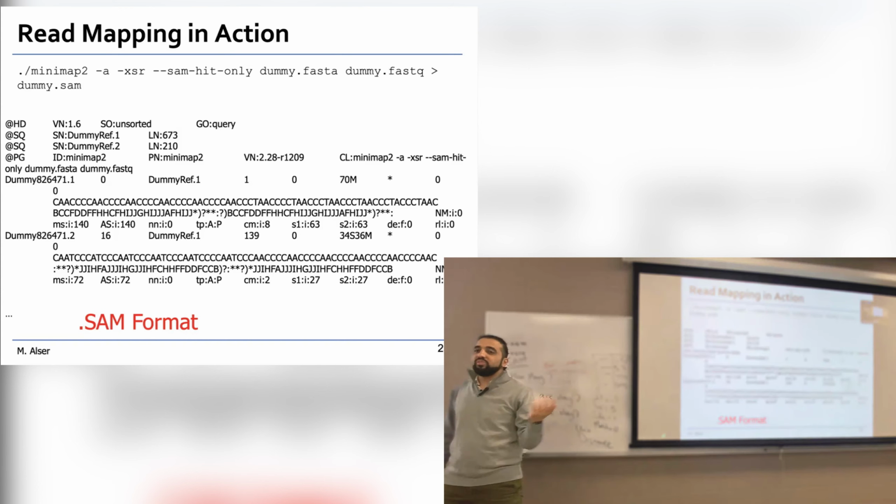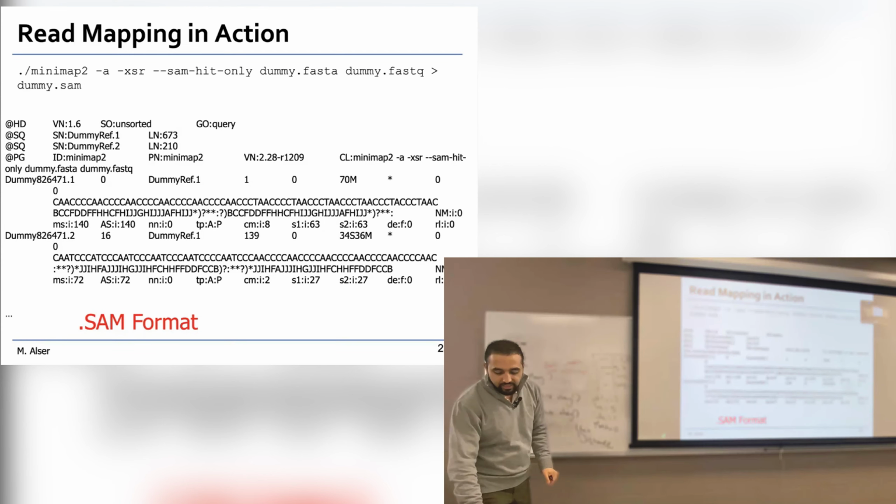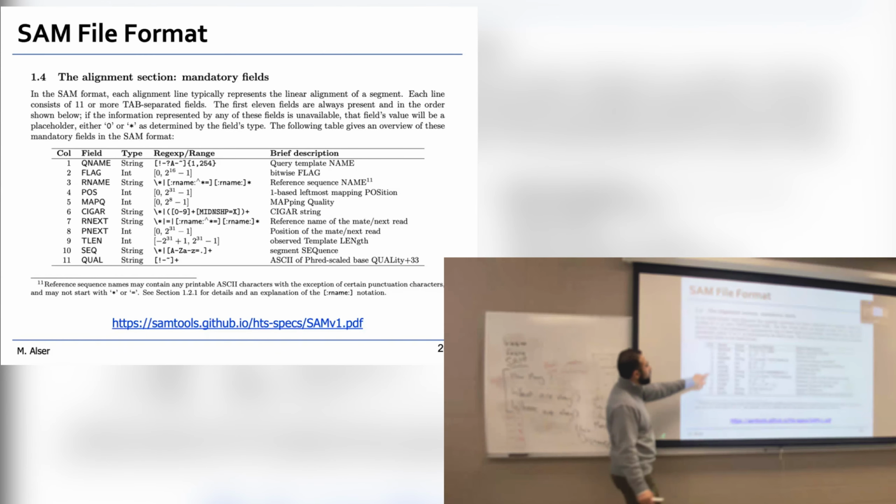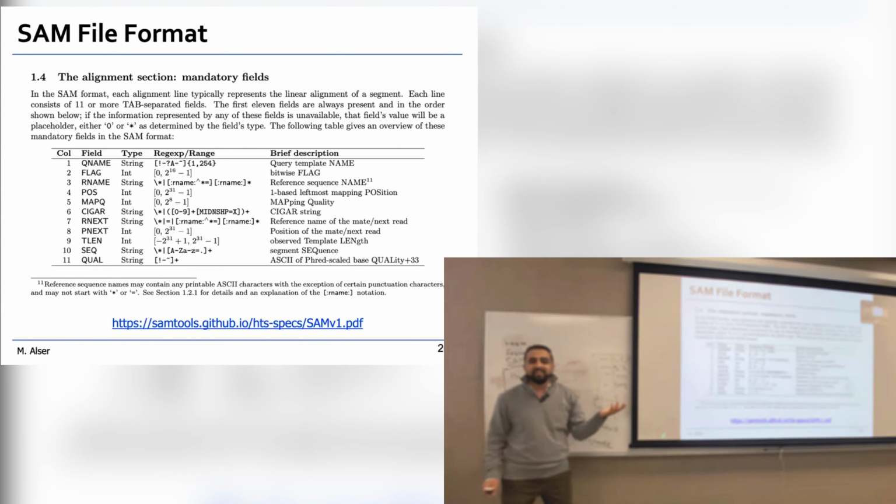Now, what is the meaning of each of those columns? We'll go over it in time. We gradually start filling this SAM format. But if you are curious, I attached the manual here. That is column 1, column 2, 3, 4, 5, 6, and so on. It's really easy to understand.